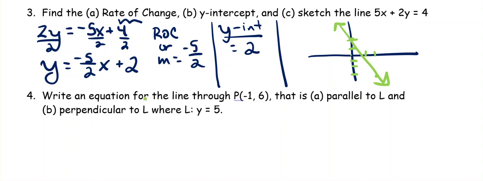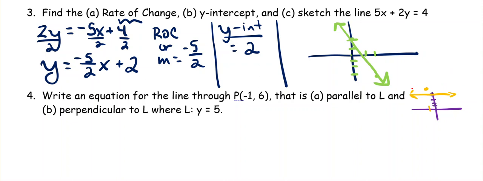Example 4, write an equation for the line through this point that's parallel to L and then perpendicular to L, where L is the line y = 5. All right. Well, y = 5 is a horizontal line, and you might want to think about what that would look like. 1, 2, 3, 4, 5. A horizontal line would look like this. And point (-1, 6) would be like here. So if you have to write the equation of a line through this dot that's parallel to this orange line, it's going to be another horizontal line.